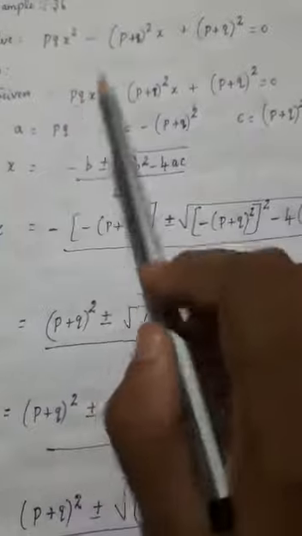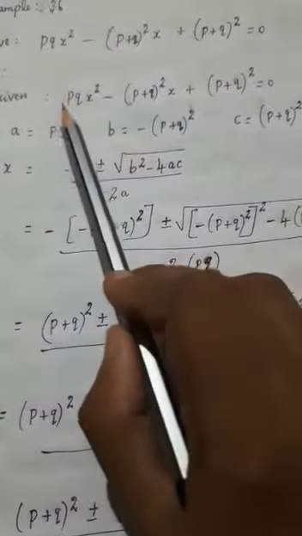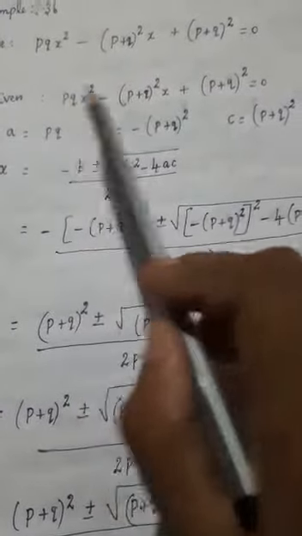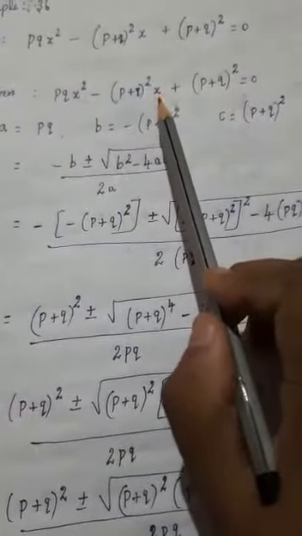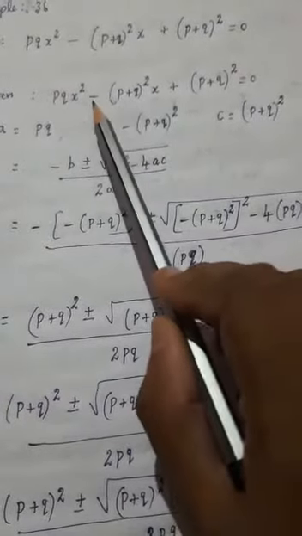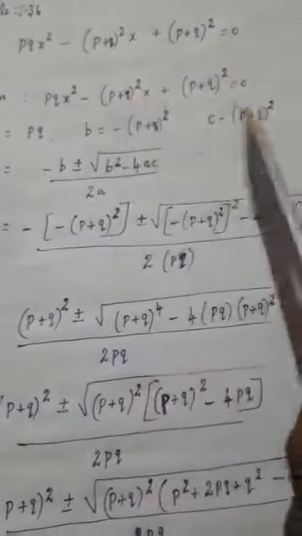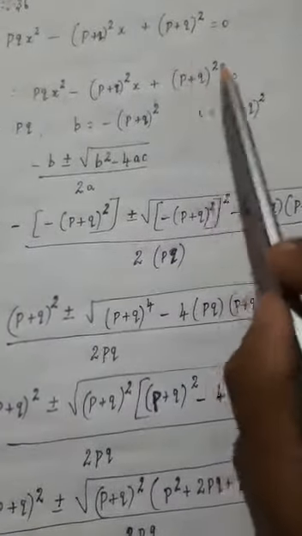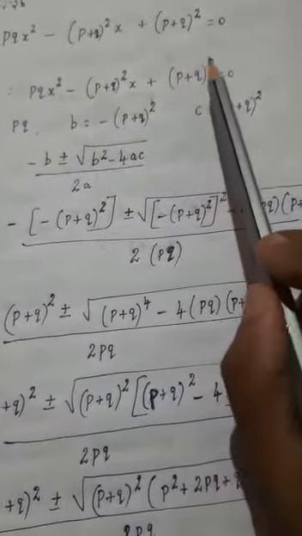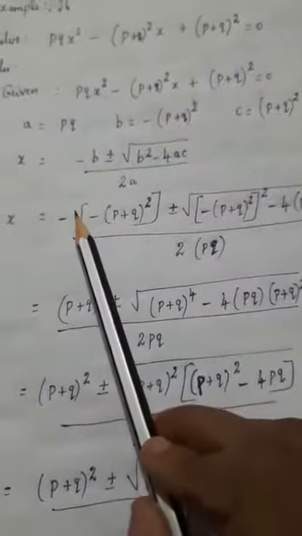So here the a value is the coefficient of x square. So a value here, what is it? pq. And then b value, the coefficient of x, that is the b value. So b value is minus (p plus q) the whole square. So then c value, that is the constant term. So the constant term is (p plus q) the whole square. Now can you apply in this formula?